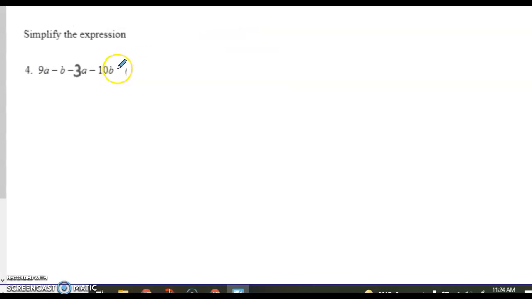For this one, to simplify the expression, so we're combining like terms. So I'm going to go ahead and just kind of separate all my like terms. I have 9a's and negative 3a's. You always want to keep the sign in front of it. So 9a's minus 3a's, that would be a positive 6a.